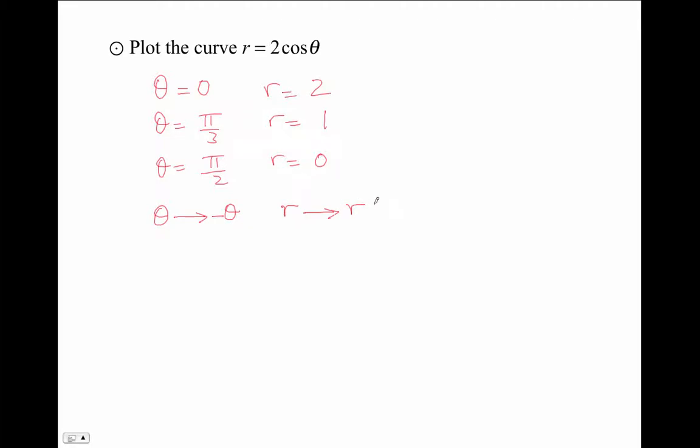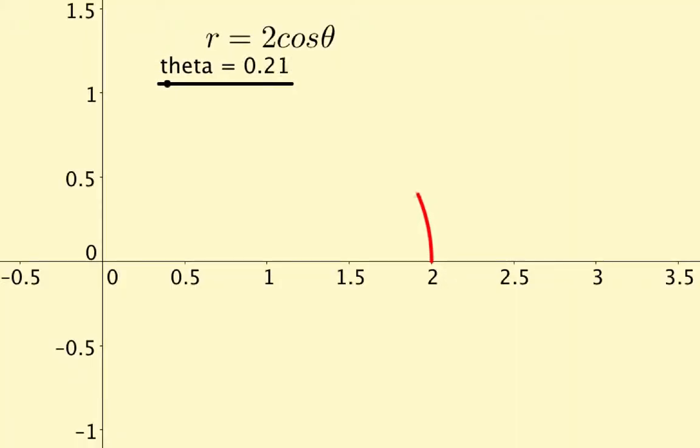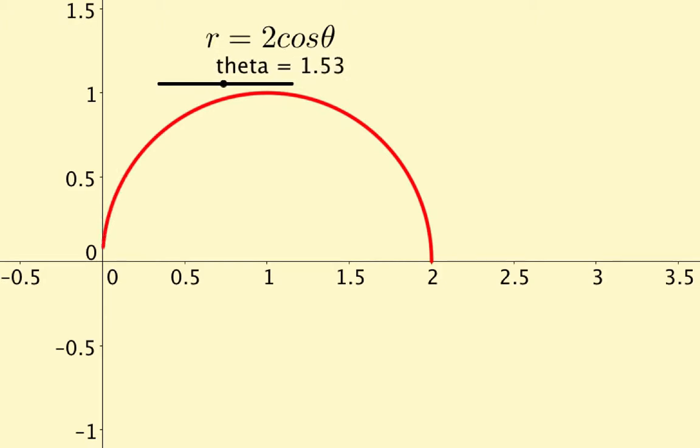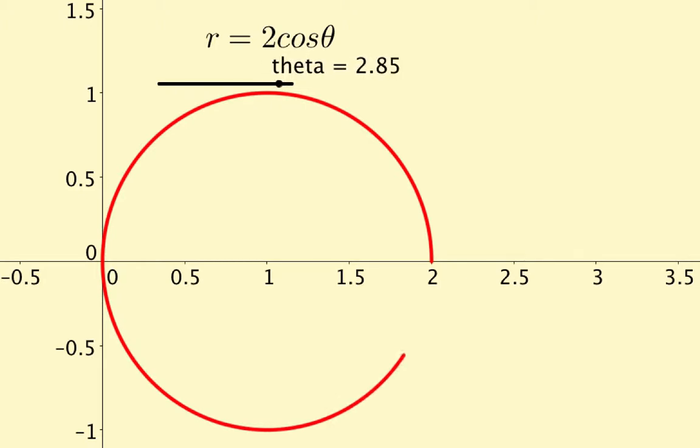Let's now see what this curve looks like. Starting from 2, the value of r decreases, goes to 1, then goes to 0 at theta equals pi by 2, and then starts increasing again until it reaches 2 again. It's clearly a circle which is centered at x equal to 1.